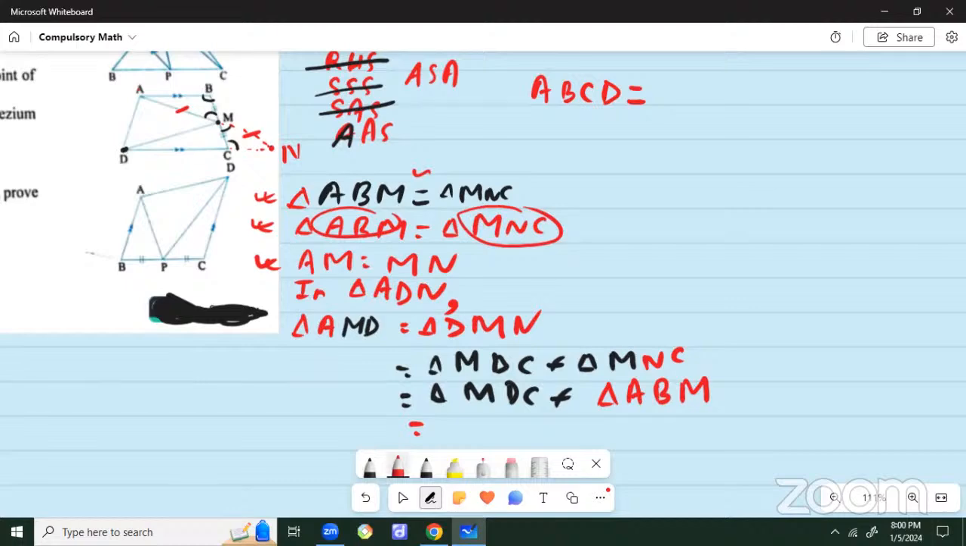For the whole trapezium ABCD, can we write ABM plus MDC plus AMD? Yes, sir, we can. ABCD equals ABM plus MDC plus AMD. Now, what we want to show here is the relation of MDC and ABM to this trapezium ABCD. Now, how can you replace this AMD?